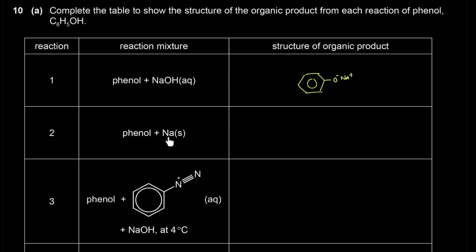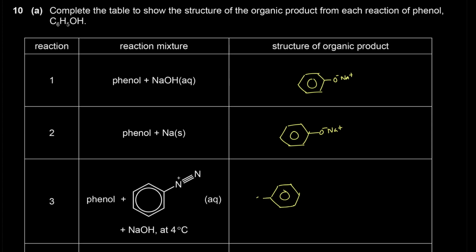What about phenol and sodium? Again, phenol is acidic. If you remember, it has an OH group as well. So again, it will form a salt and hydrogen gas. So the organic product will again be sodium phenoxide. You're going to form the same salt here as well with sodium. Next, phenol with this diazonium salt and NaOH at 4 degrees Celsius. What type of reaction is this? You're going to make an azo dye. So what will that look like?